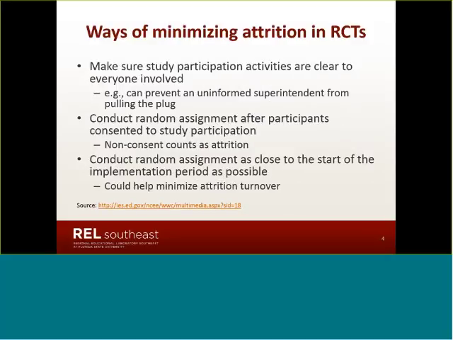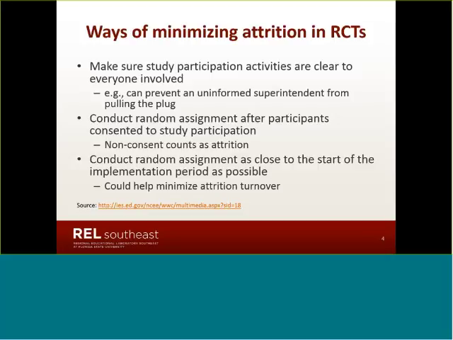So, some suggestions about ways to minimize attrition in RCTs. First, it's important to make sure that everyone who is involved in the study understands what study participation entails. If you're conducting a study of teacher professional development, obviously the teachers have to be informed of the program if they're in a treatment group, and both the treatment and comparison groups need to know what kind of direct data collection might be conducted with the teachers. But it's also really useful for higher level staff to be aware of the study. The principals of the school should be aware, and even all the way up the chain, perhaps to the superintendent and assistant superintendent, to be sure that the study is consistent with their goals.